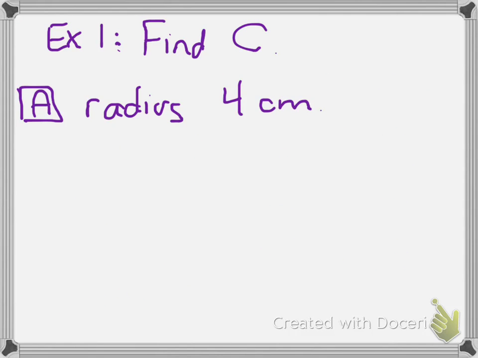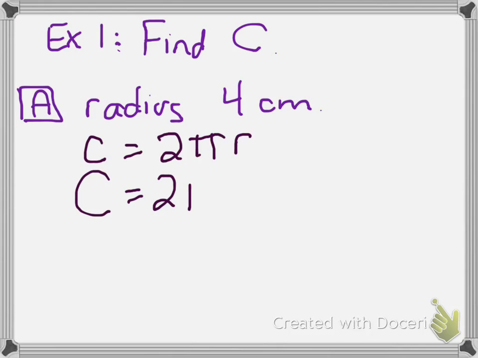Let's start with example 1. So we're going to find C. When you see that big capital letter C, it means circumference. And we're given the radius. So that means we're going to use the formula of C equals 2 pi r. And we're going to solve for C.